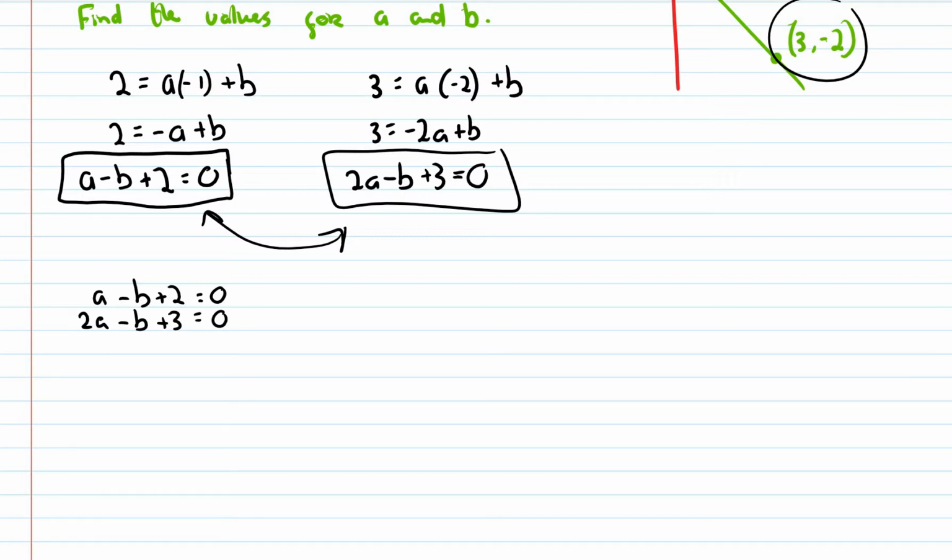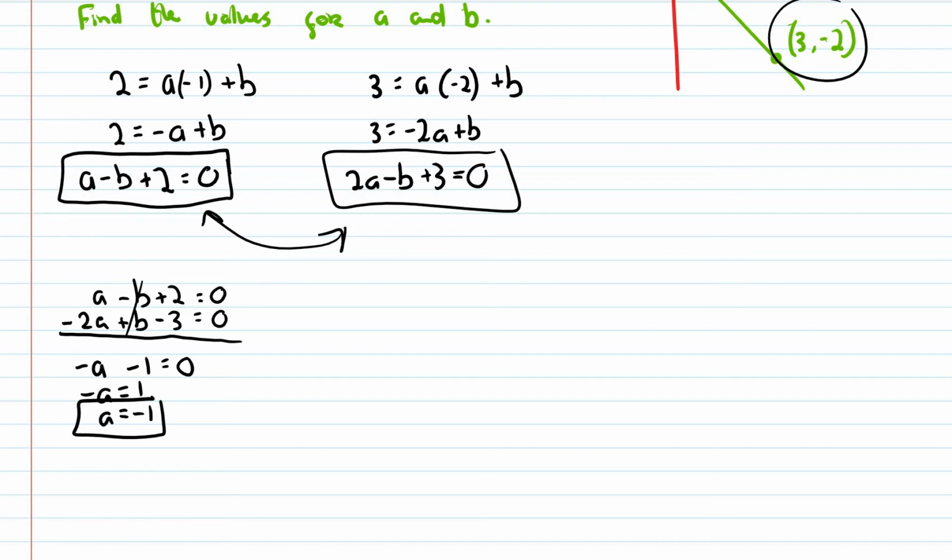I need to get a positive and negative pair. Well, if I just change the signs on this, minus 2a plus, now I have a positive and negative pair with the b's. Add vertically and I get a and minus 2a, which is minus a. They cancel. 2 and minus 3 is minus 1 equals 0. So minus a equals 1, so a equals minus 1.